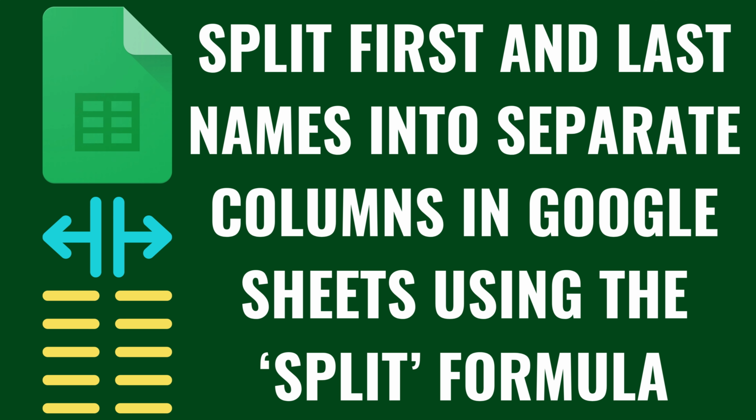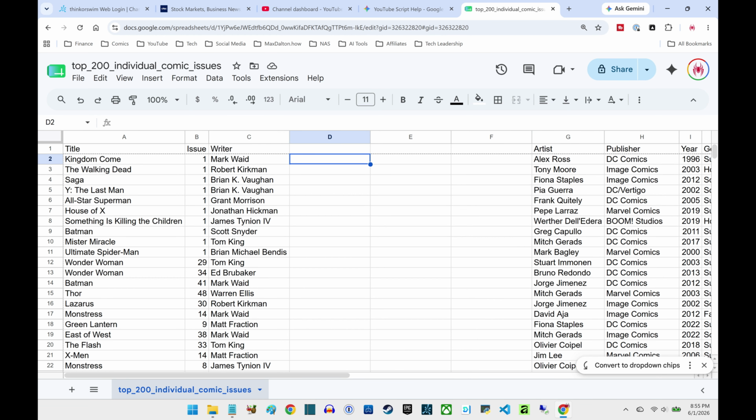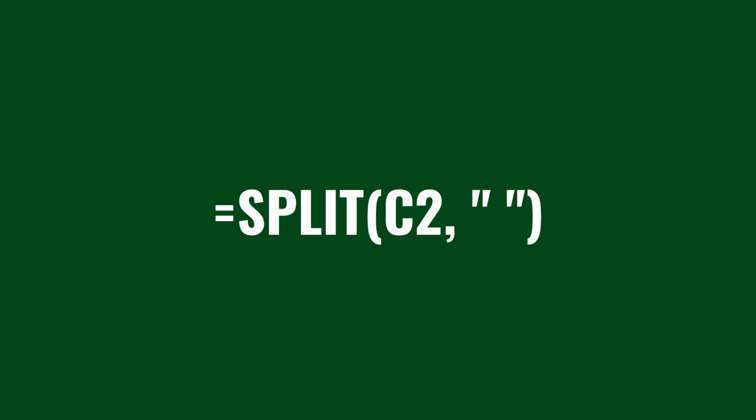While the built-in menu tool is excellent for a quick fix, you can also achieve this dynamically using the split formula. If you prefer to keep your original name column completely untouched and want a formula that automatically handles new names as they are added, you can click into an empty cell and type something like what you see on the screen.